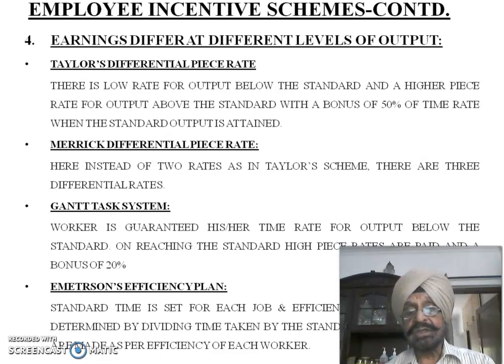Standard time is set on each job, and once efficiency is reached, payment is made differentially by dividing the time taken by the standard time and then arriving at the total amount, because the higher the efficiency, the more the payment will be as far as the incentive is concerned. Now these are the four things that we have seen: first, directly proportional; second, less than proportional; third, more than proportional; and the last one, differential. So this is the incentive system.